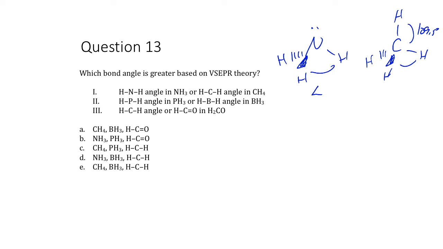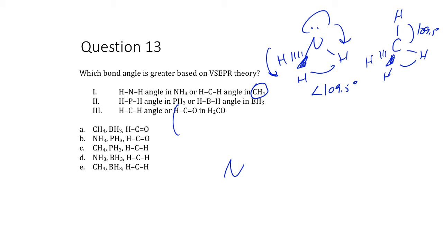In NH3, we're going to be slightly less than 109.5 degrees due to the lone pair bond pair repulsions pushing the bonding pair electrons closer together. So we're going to have a greater bond angle for CH4. Now PH3 is going to be like NH3, trigonal planar.